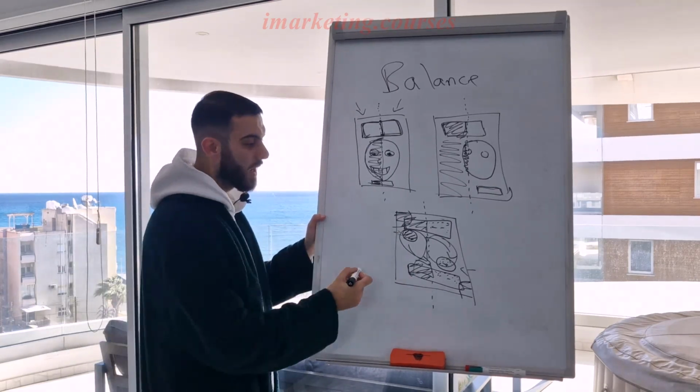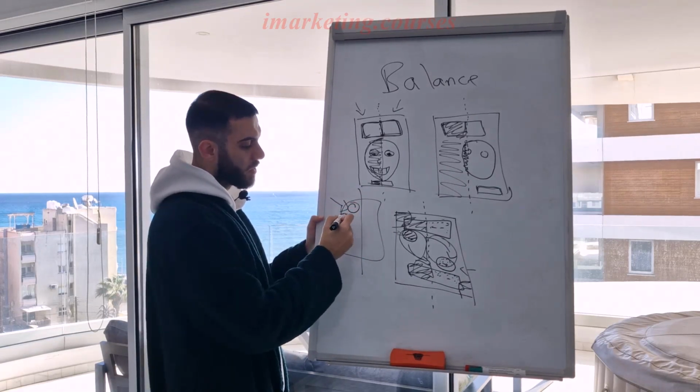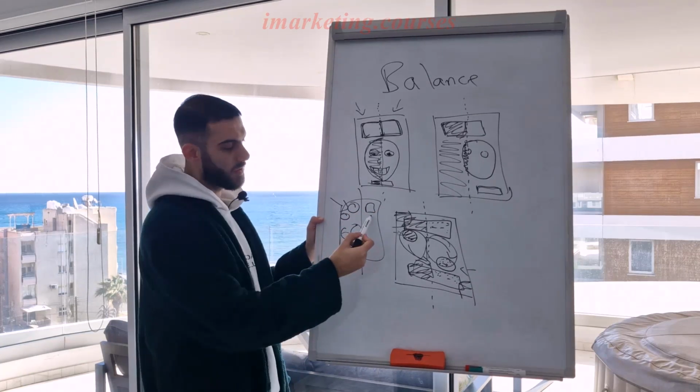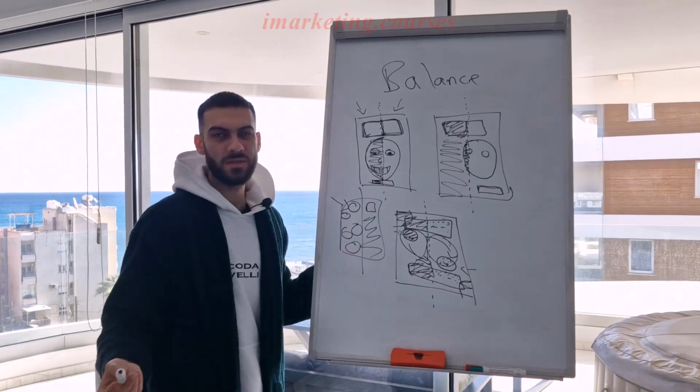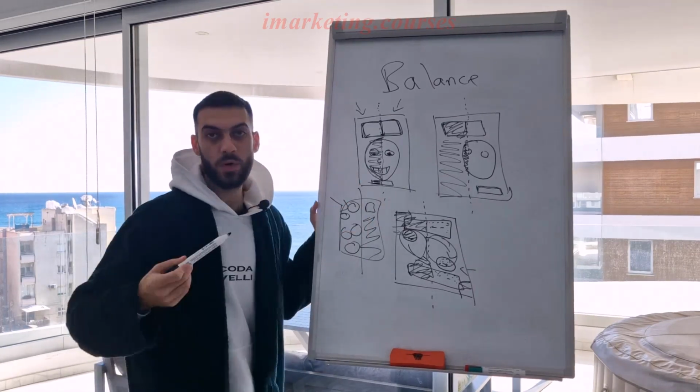So if you have too many elements on the left side of your cover, a bunch of elements here, and no elements over here, then your cover just looks empty, doesn't look balanced, doesn't look pleasing to the eye. So you need to make sure your book cover is balanced.